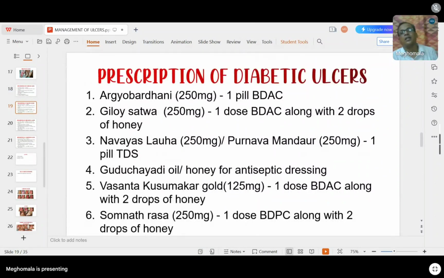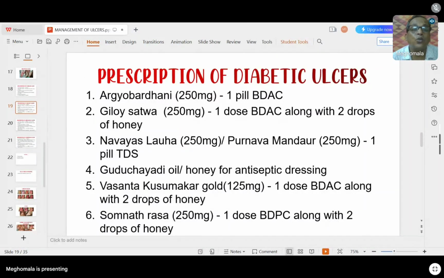Prescription of diabetic ulcer. Diabetic ulcer, all of us know. So we have to treat diabetes first. Okay, Argavardhani is an anti-diabetic drug. Giloy Satta Guruchi is anti-diabetic. Navayas Loho, it is anti-diabetic. Punarnava Mandur, as I have told, it will minimize swelling. That's why if you don't go for Punarnava Loho, you may go for Punarnava Mandur according to conditions. If the patient's ulcer part is more swollen, then we should go for Punarnava Mandur, Bangeshwar and so on.